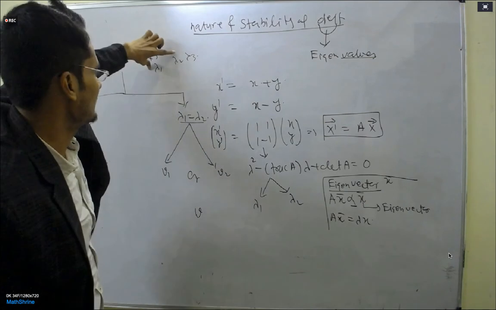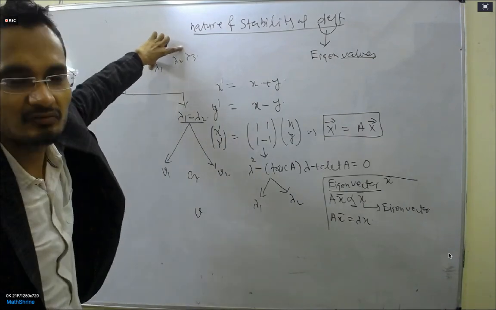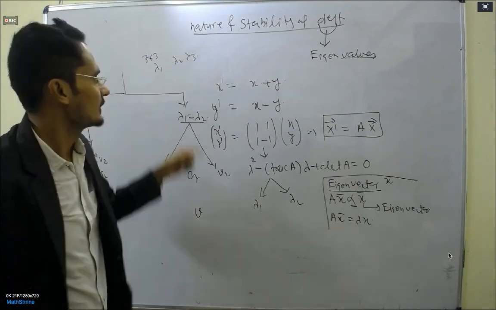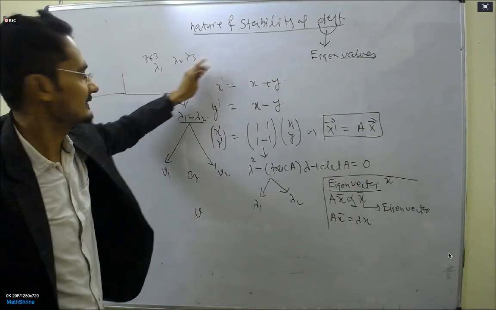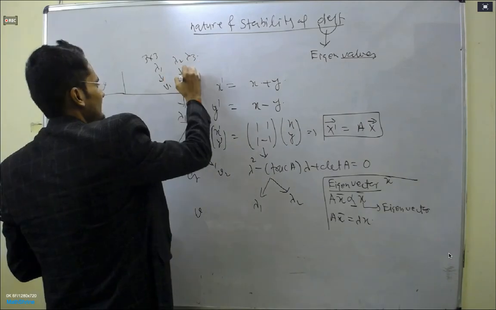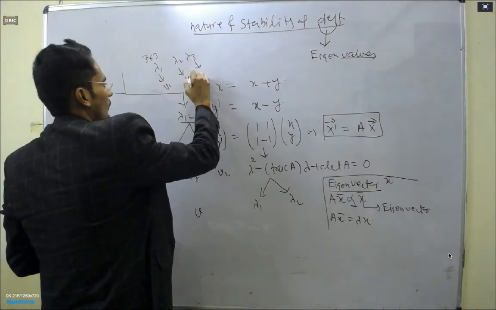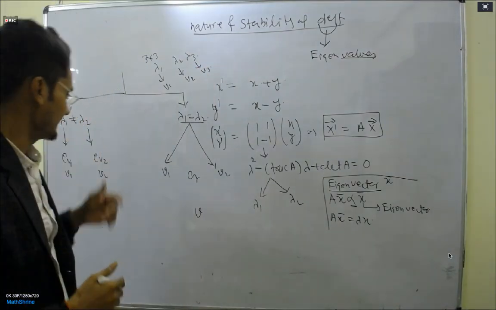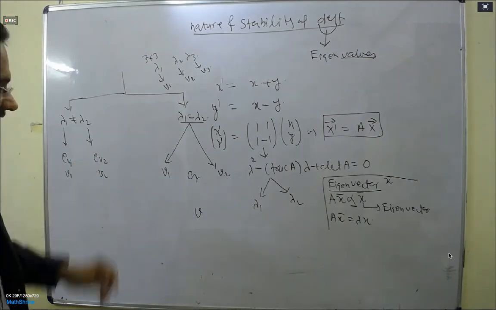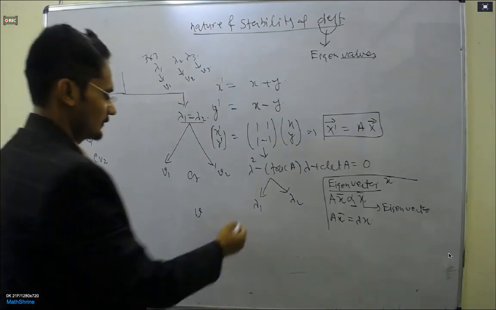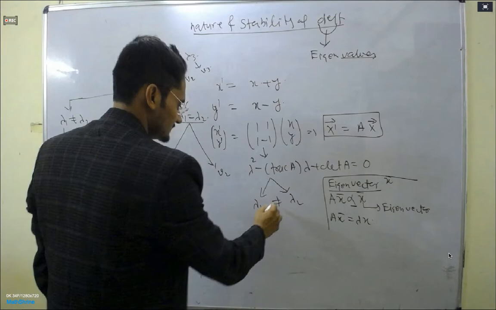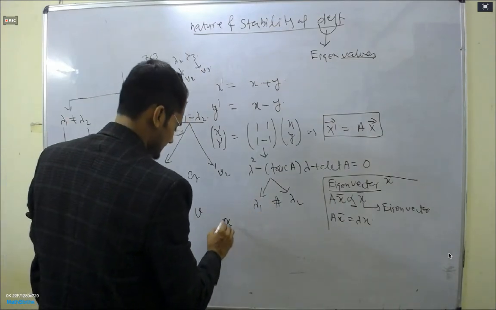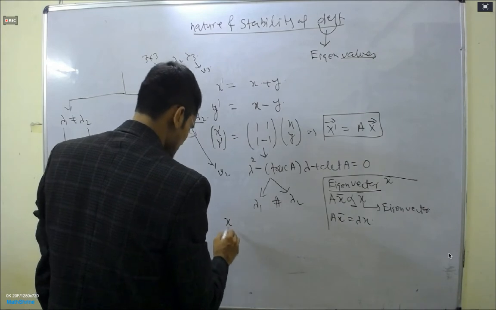x comma y is equal to, see, this is the differential equation, x comma y. Then the solution will be C1, the first solution, there is a way to write it, C1 V1 e power lambda 1 t, or x, whatever you want to write, that is not a problem, plus C2 V2 e power lambda 2 t. This will be your answer.